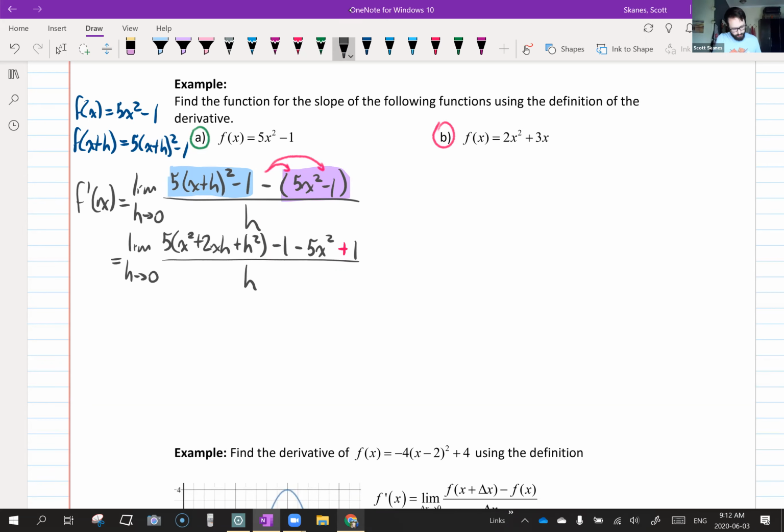So I'm going to see what I can cancel, if anything. And I see that I have a -1 and a +1. They'll cancel each other. Let's go one step further. Try to leave yourself lots of space. These questions get a little bit long.